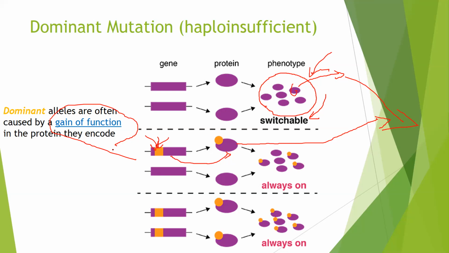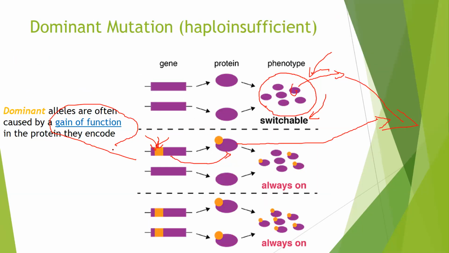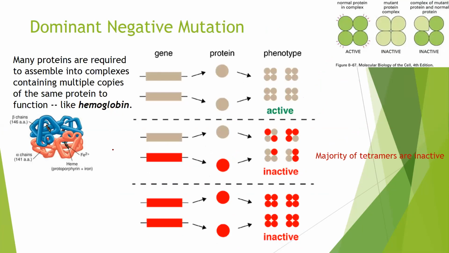Yeah, very good question. The difference between this one and this one is that they are the same. They are showing the same category, which is the haploinsufficient, right? So one mutant allele will make the mutant phenotype. However, the difference between these two is that for this one, the mutation will help the individual or cells gain some function. But here, the mutation will suppress the function of a gene, which means the mutation will cause the individual or cells to lose some function.